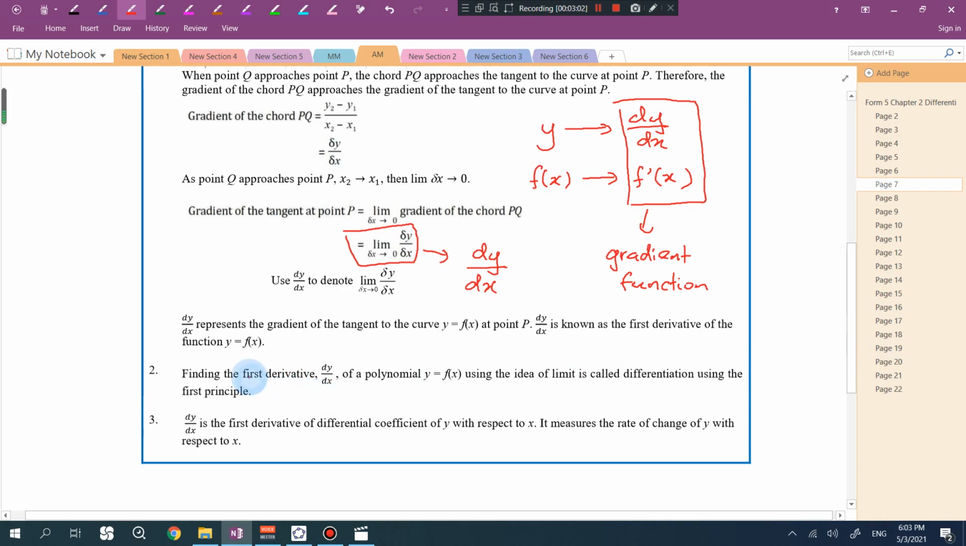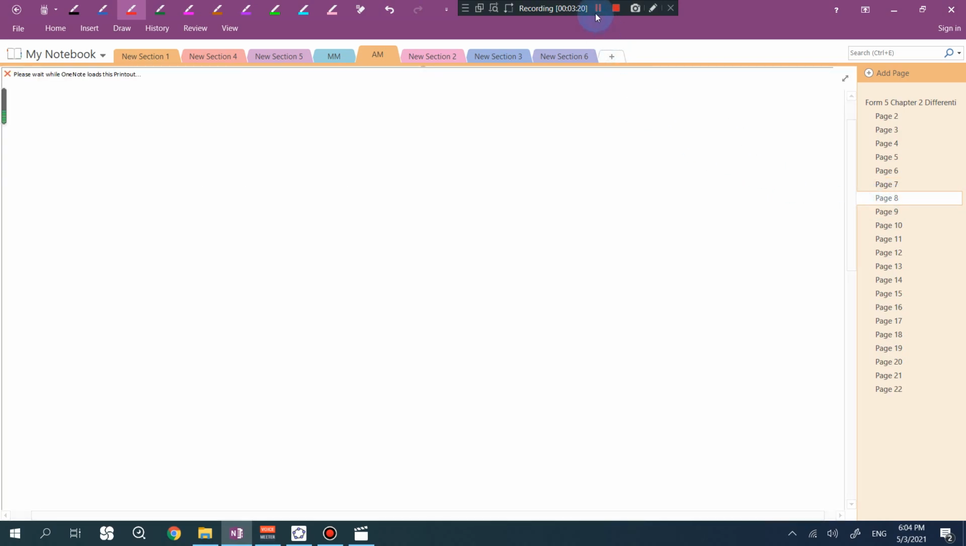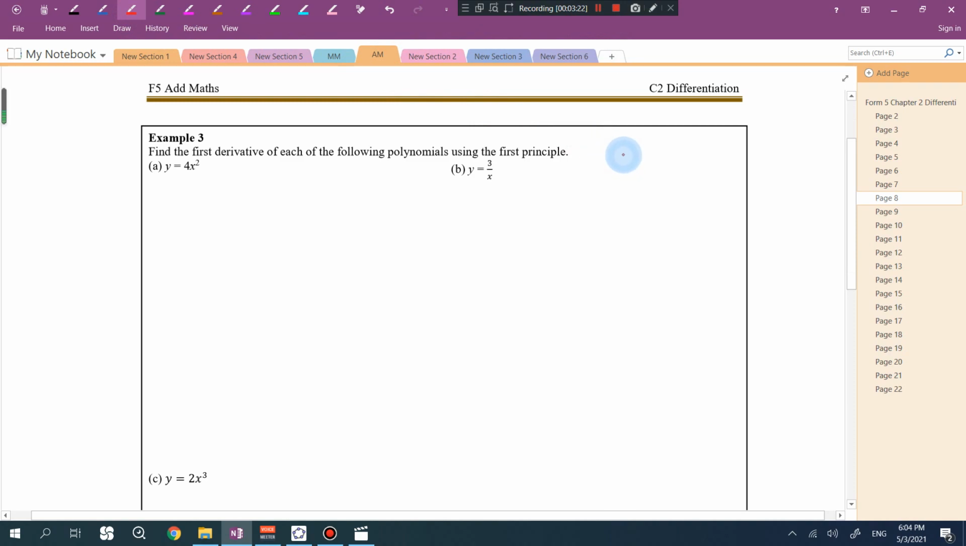Finding the first derivative dy dx or f prime of x by using the ideas of limits is called differentiation using the first principle. Today we are going to find the first derivative using the first principle. Okay, let's try a few examples. This is the thing that we are looking for, the limit of delta y over delta x as delta x approaches 0. Okay, this is the thing that we want. So we are going to change this gradually and eventually we want to see this thing.